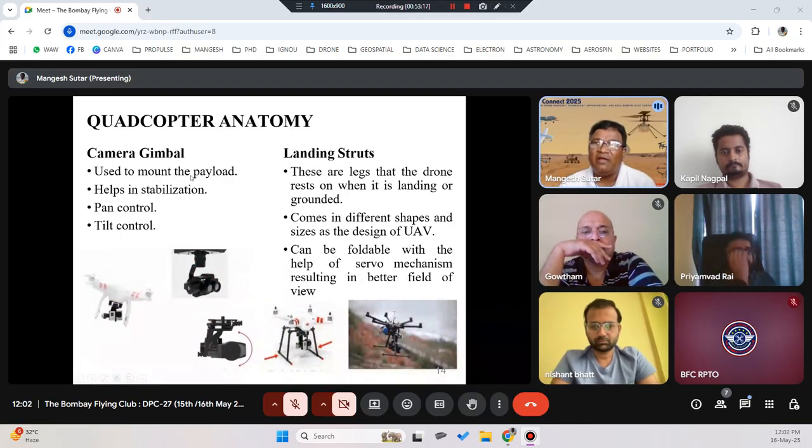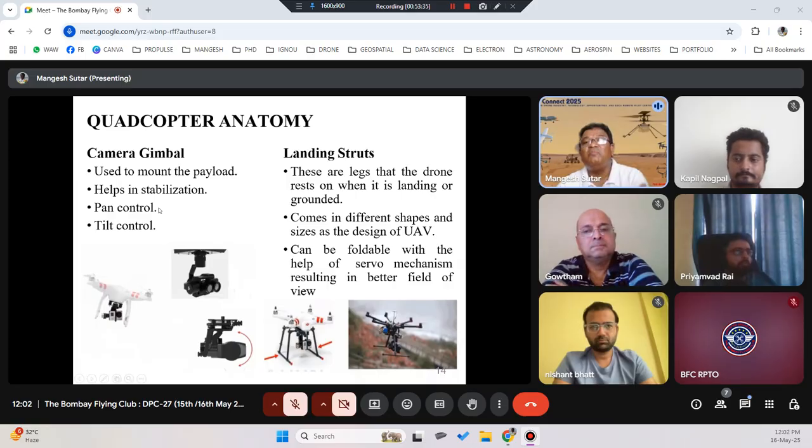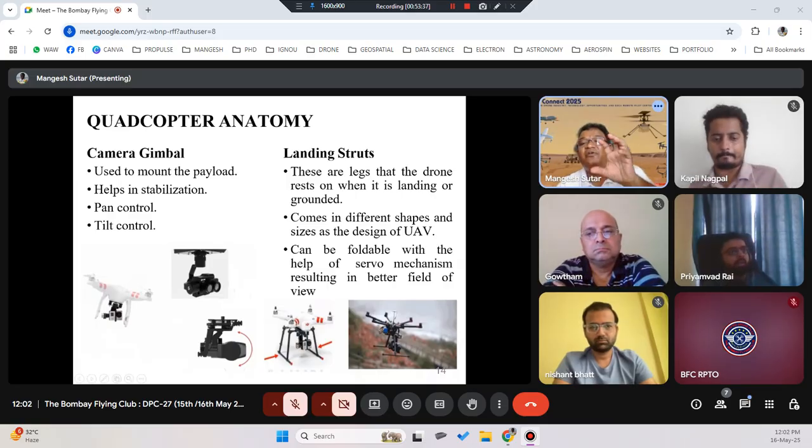Quadcopter, again you will be having a gimbal, like if you are using it for cinematography or aerial surveillance or monitoring purposes, you will always have a camera with a gimbal. So a gimbal is basically used to mount the payload and helps in stabilization as well as pan and tilt mode control. So earlier there was no gimbal on the drones. Okay, it was directly a fixed camera.